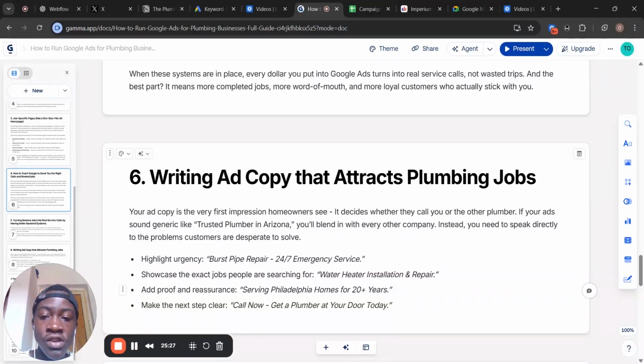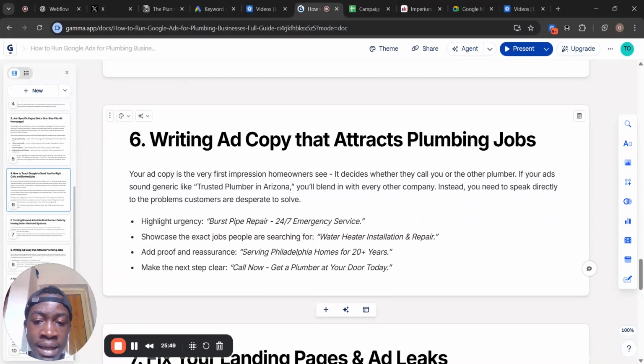Also add proof and reassurance, like serving Philadelphia homes for 20 plus years, because there might be some customers who are worried: oh, can these people actually do this? How long have they been doing this? That might be their objection. So adding in just this, serving Philadelphia homes for 20 plus years, actually relieves that objection.